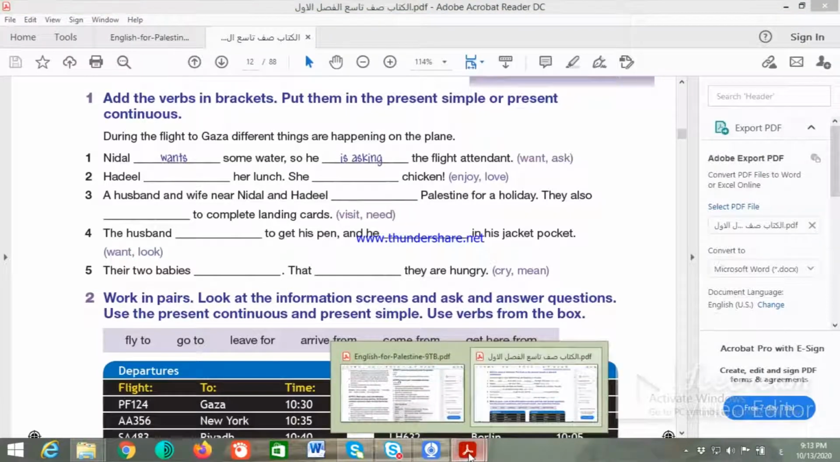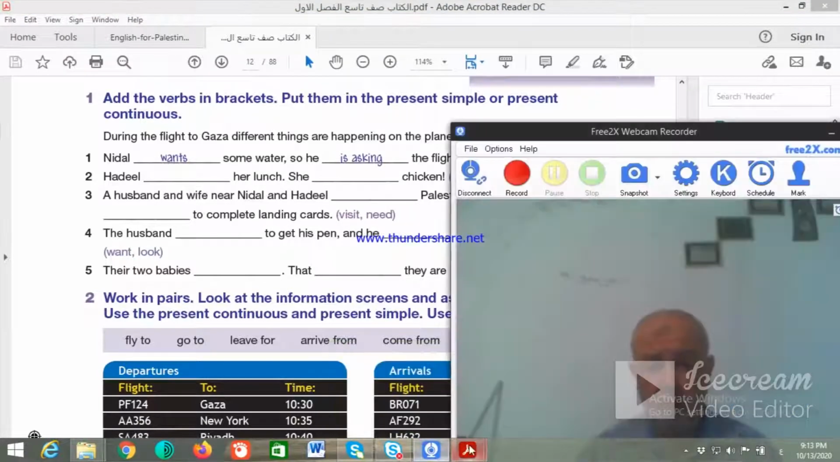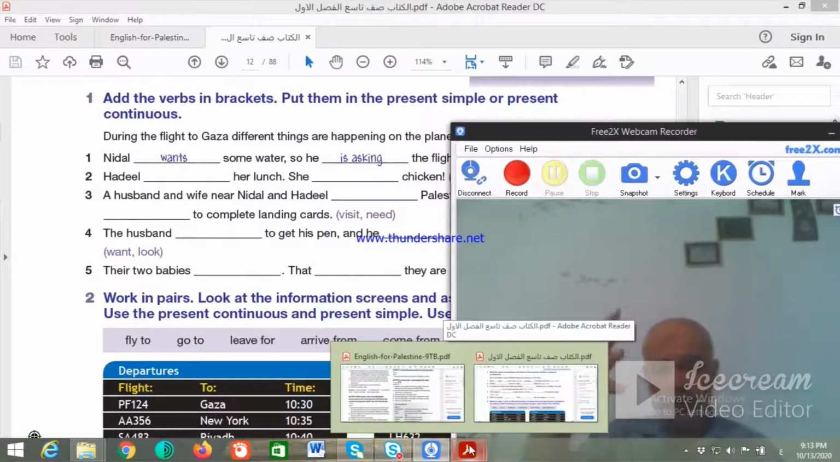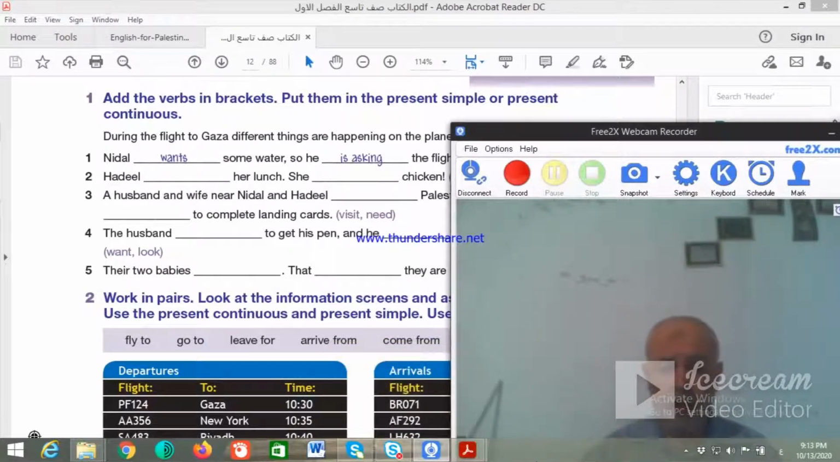That means if you want to speak about the present, the present has four parts. First one is present simple, the second one, present continuous, the third one, present perfect, the fourth one is present perfect continuous.